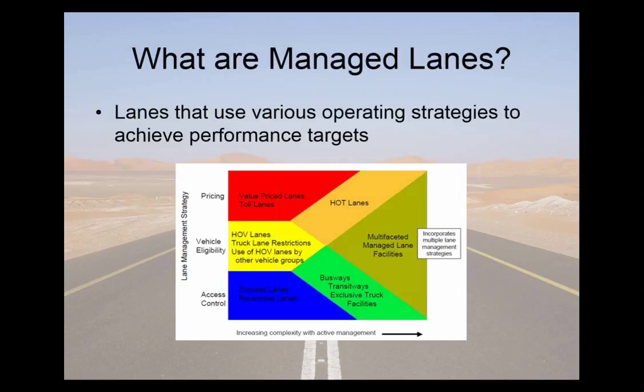Managed lanes are lanes that use various operating strategies to meet performance targets, usually a certain level of service. Things that might be used are pricing, vehicle eligibility, or access control. These kinds of lanes include express toll lanes, HOV lanes, truck-only lanes, and reversible lanes.